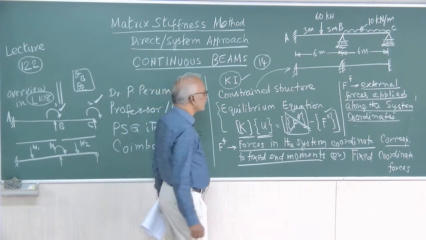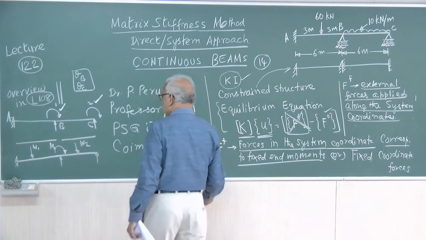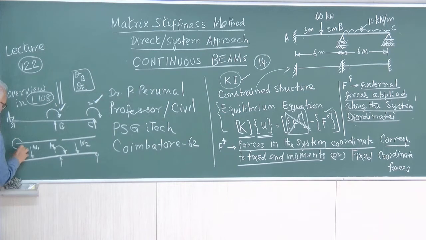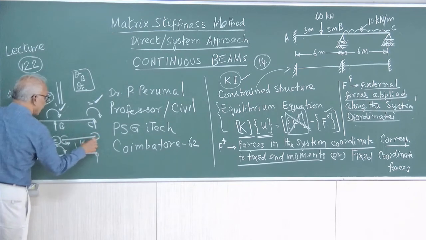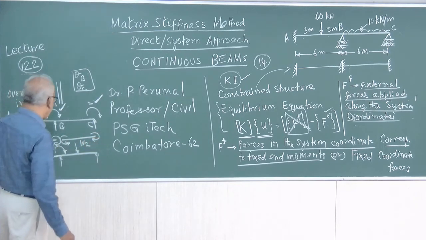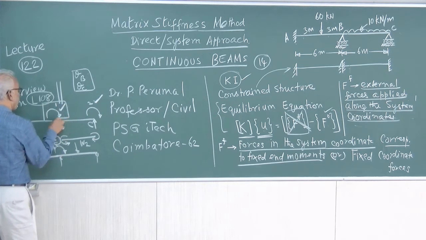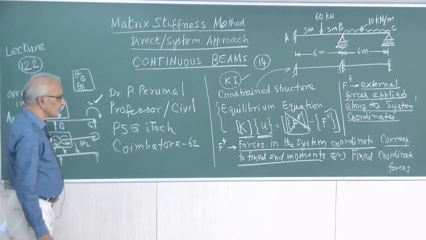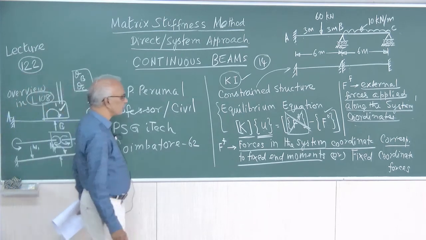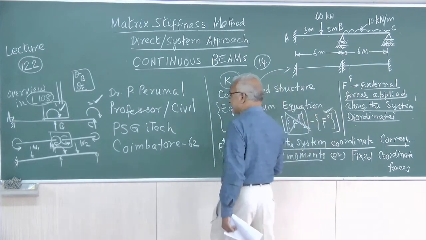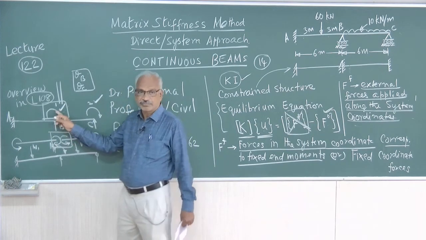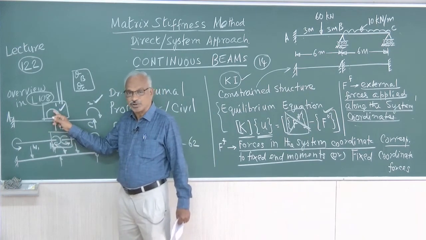So, if external force is given, we have to find out the fixed end moments. For that problem, there will be a moment like this, a moment like this, and a moment like this. These will be the fixed end moments. So, at system coordinate 1, these two will give you F1 naught. The moment M of BA and M of BC will give you the force here, that is F1 naught.